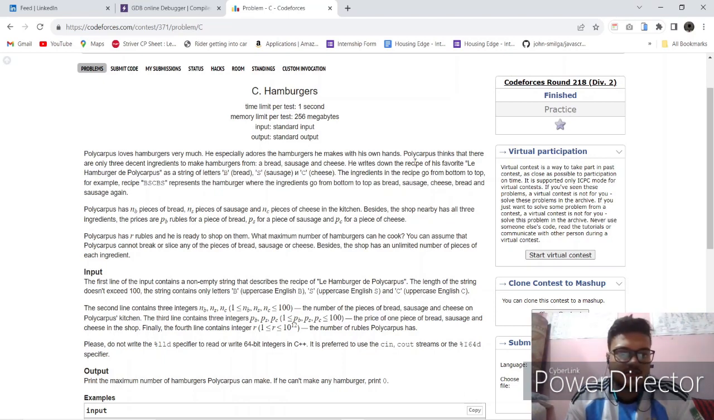He has a string of letters that tells us about his favorite hamburger recipe. That may be like BS, CBS, which represents the hamburger. We are also given the number of breads, sausages, and cheese, and there is a shop nearby that has all the ingredients. We are given the prices of a single piece of bread, a piece of sausage, and a piece of cheese. Polycarpus has R rubles and he is ready to spend them. What is the maximum number of hamburgers he can cook?